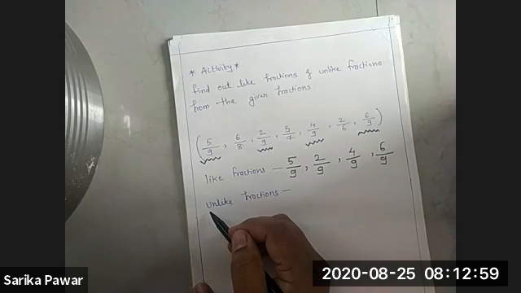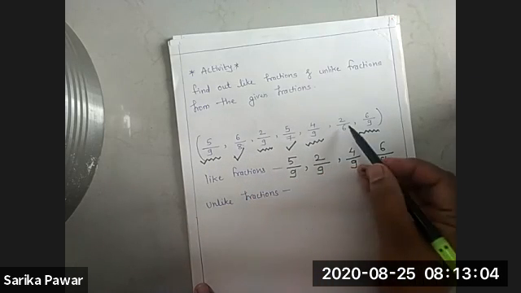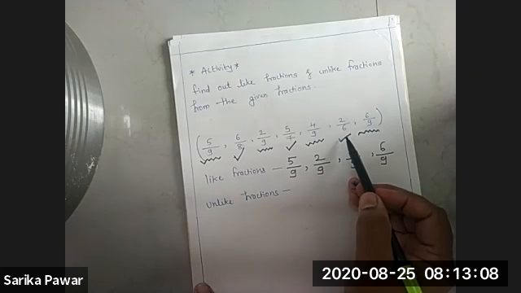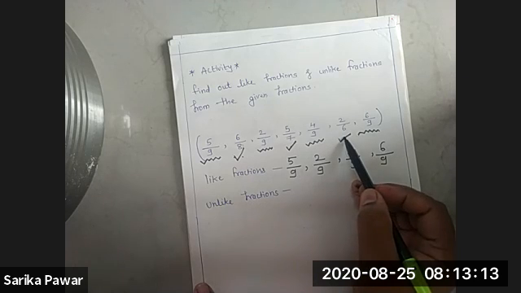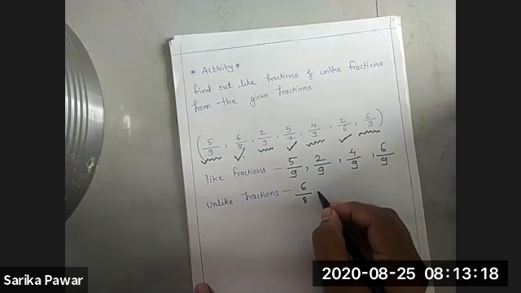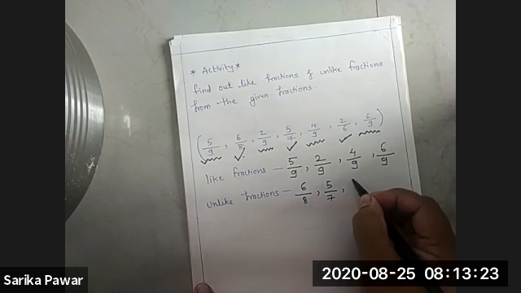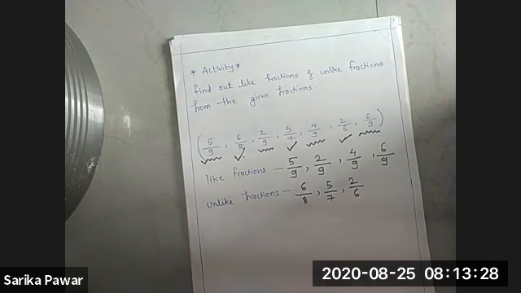Now unlike fraction. See here, the remaining are 6 upon 8, 5 upon 7, 2 upon 6. All have different denominators. Here is the 8, here is the 7, here is the 6. So we call it an unlike fraction. So just note down the unlike fractions: 6 upon 8, 5 upon 7, and 2 upon 6. So here we are able to find out the like fractions and the unlike fractions.